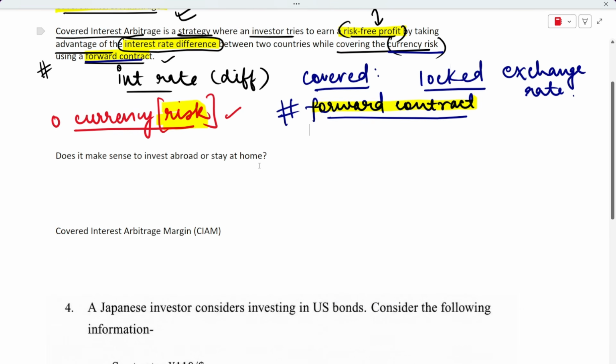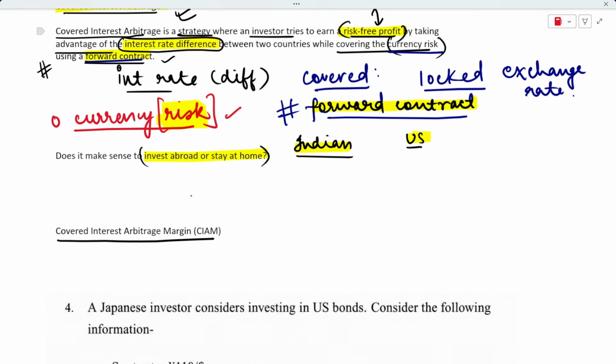Now the question here is, does it make sense to invest abroad or to stay at home? How do you decide? Suppose that I am an Indian investor and India is my home country, and I look at the interest rate of both India and US. So I have to make a decision now where I want to invest, in India or in US. So how do I take this decision? I have to see whether this covered interest arbitrage margin, which is also called CIAM, is negative or positive.